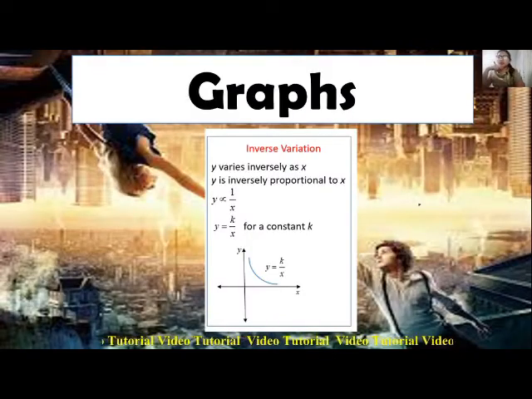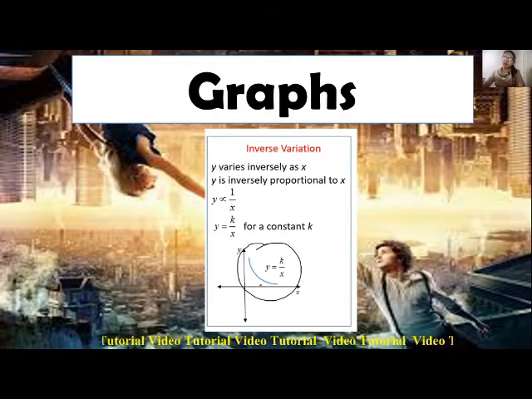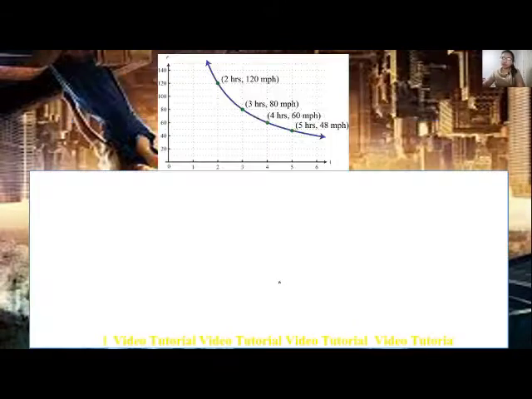So we are done with our table of values. We proceed with the graphs. So the graph of an inverse variation is usually like this one. We have here the curved line that denotes y equals k over x.